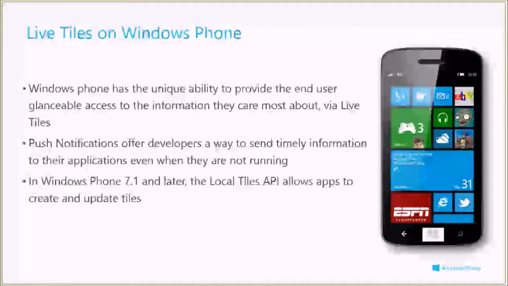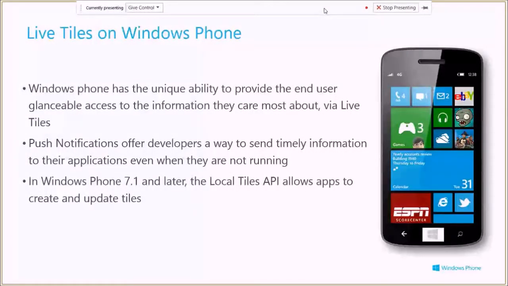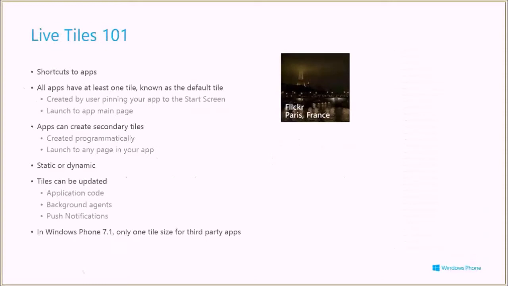So let's start talking about tiles again. In the slides, Windows Phone has this unique ability to provide the end user glanceable access to the information they care most about via live tiles. You can update the live tile locally or on a timely basis through a push notification. For example, if you have WhatsApp or email, you need to push the notification to the user on a timely basis. The best friend for you is known as the push notification, and we're going to cover that later in the session.